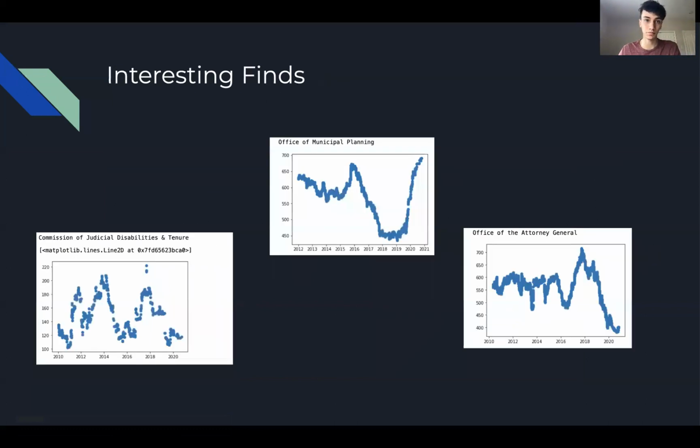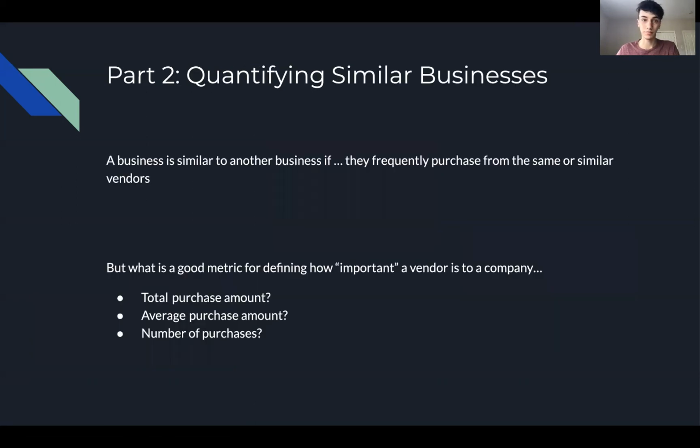Some interesting finds that I happened upon on the left here, there's a bit of sporadic behavior. A lot of businesses and agencies were like this. One thing I didn't have time to investigate, but I would like to, if I had more time, is to look at the significant dips. For example, here in the Office of Municipal Planning, what happened in 2016 and 2017 that led to this huge downturn in spending? Additionally, what happened in 2020, the pandemic, how has it impacted businesses, and which businesses have been more successful than others in 2020 with their spending?